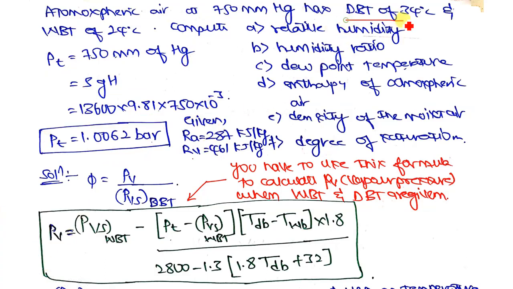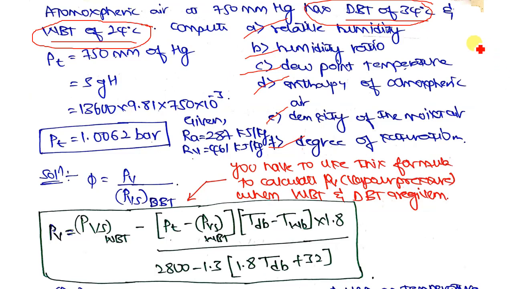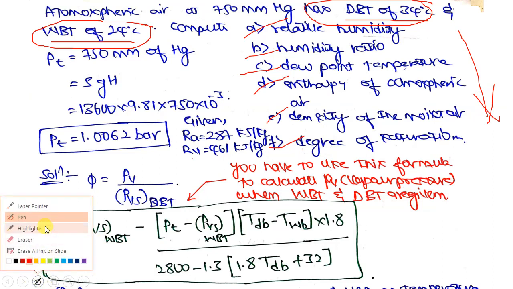DBT is given as 34 degrees Celsius, and WBT is given as 24 degrees Celsius. So he has given both the temperatures. He is asking us to calculate the relative humidity, humidity ratio, which is nothing but the specific humidity, dew point temperature, enthalpy of atmospheric air, density of moist air, and degree of saturation. All these parameters you need to calculate here. So let us go in depth. We shall calculate one by one.